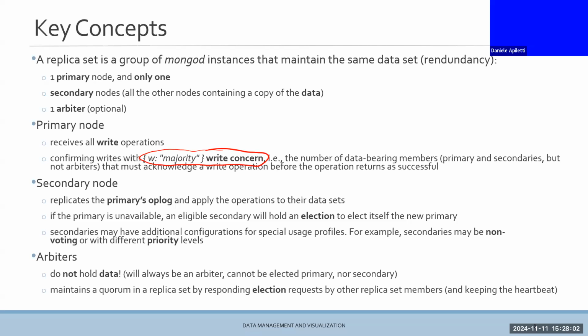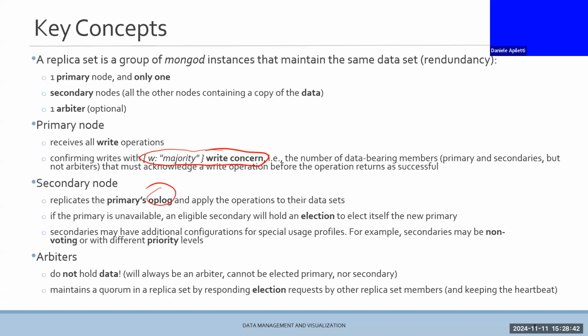So it waits for that number of secondary nodes to acknowledge the replication of the instruction, basically insert, update, or delete. The secondary nodes are the slaves, so they replicate the primary's oplog. Oplog is a MongoDB term, which stands for operation log. Every database has a log of the actions executed on the database. So how can you replicate what happens? You read the log and you execute the same operations. That's it. It's called oplog, operation log.